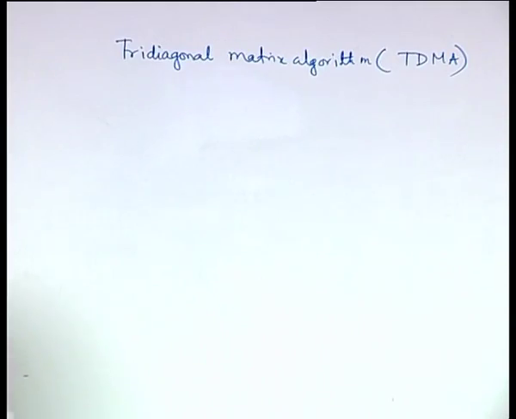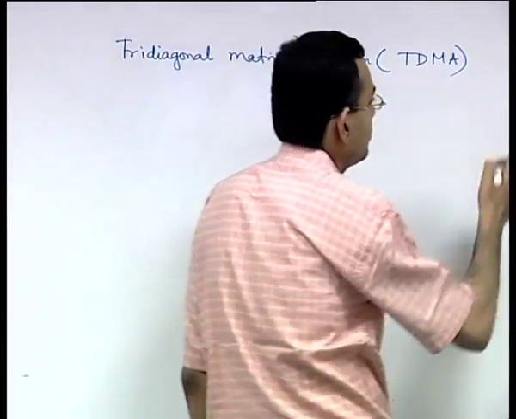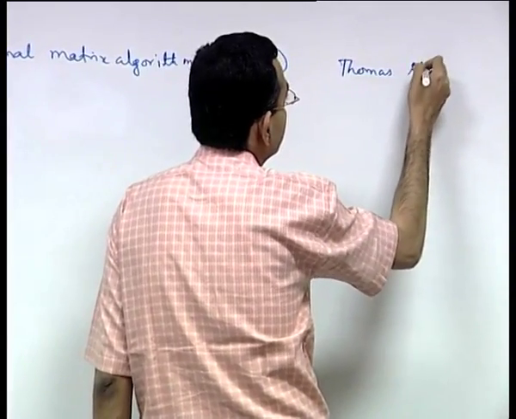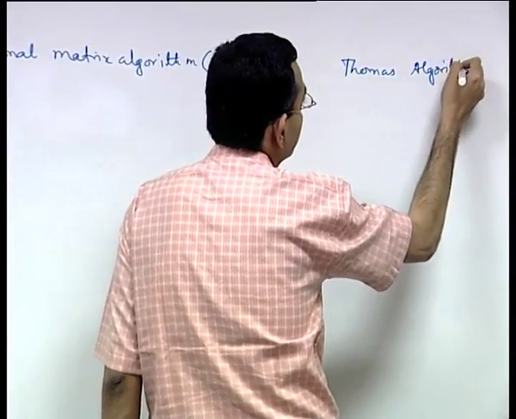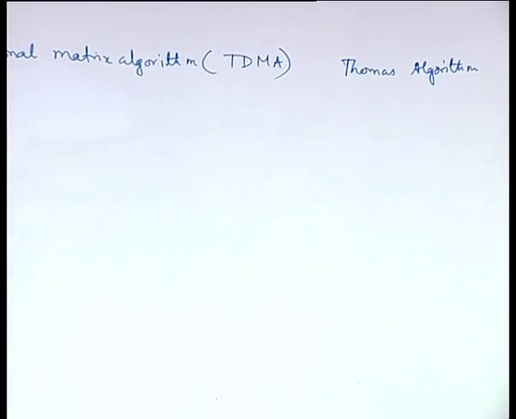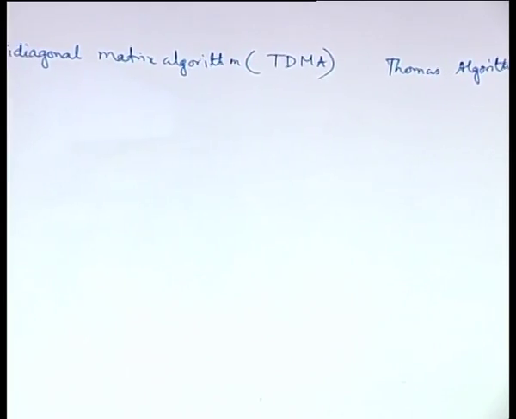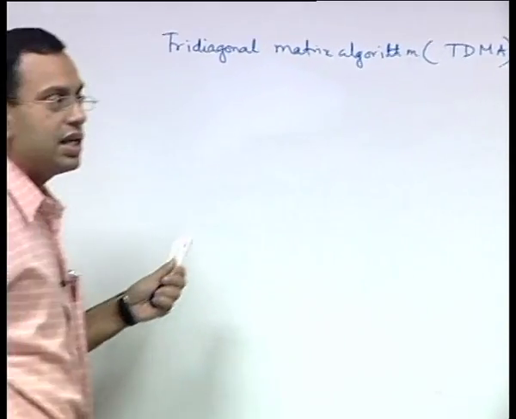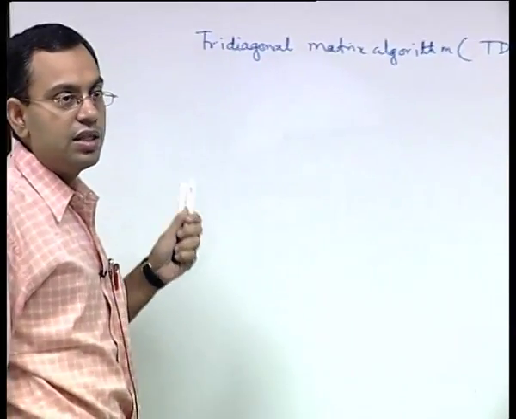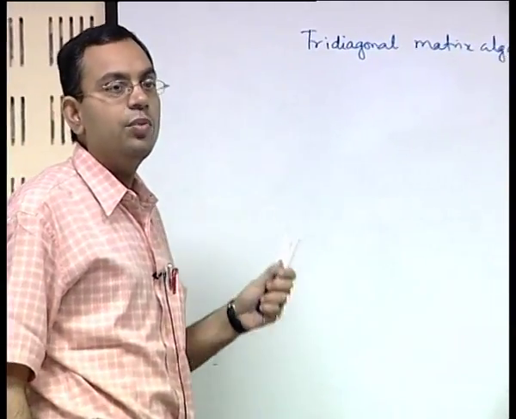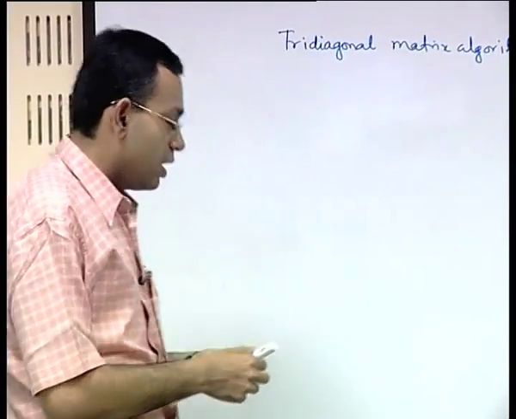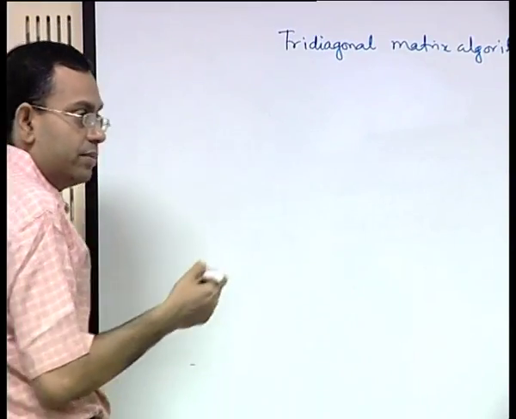It is also known as the Thomas algorithm. Let us first try to understand what the motivation is. In CFD this is a very important algorithm, because in CFD it is not very uncommon to get a tridiagonal matrix as a coefficient matrix. Why? Let us consider a one dimensional problem.